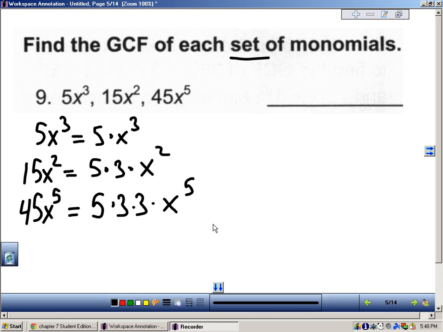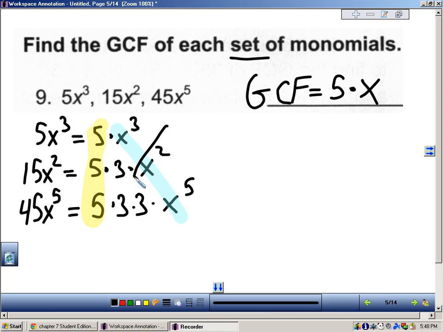Okay. So all 3 have 5 in common, and all 3 have the variable x in common. So 5 is the GCF, and also x is part of the GCF, and the lowest power is 2. So GCF is 5x squared.